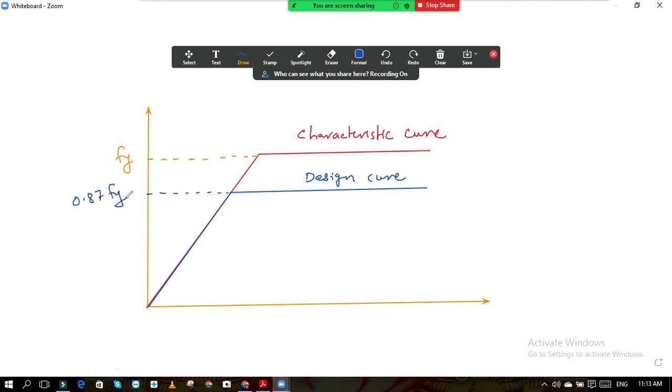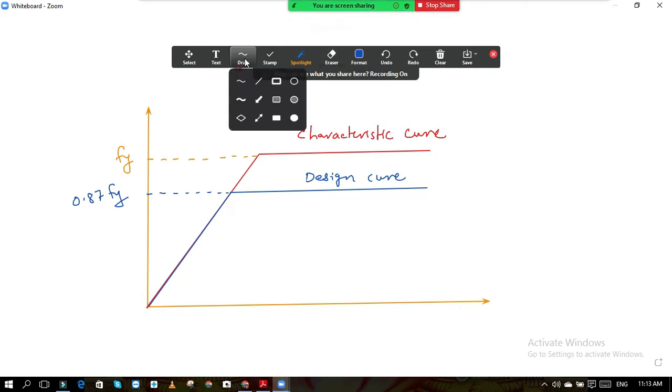These things are known to you, I have already told you. The main point I want to tell you is that up to a certain limit, within the elastic limit, the stress is directly proportional to strain, and you will see the graph as a straight line.